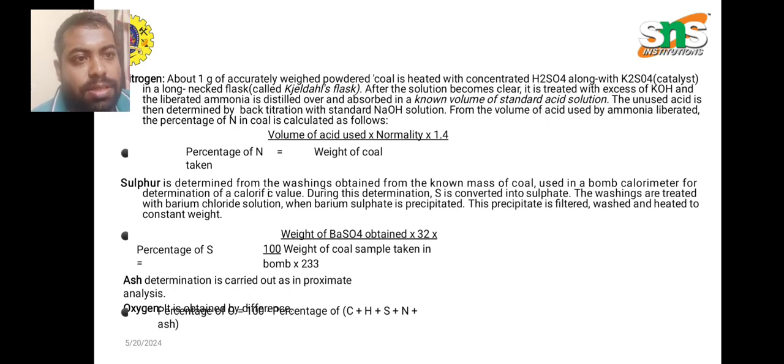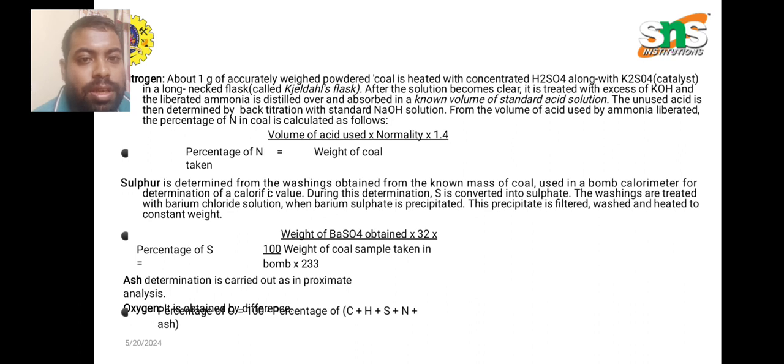From the volume of acid used by ammonia liberated, the percentage of nitrogen in coal is calculated as follows, where the percentage of nitrogen is volume of acid used into normality into 1.4 by weight of coal. Sulfur is determined from the washings obtained from the known mass of coal using a bomb calorimeter for determination of calorific value. During this determination, sulfur is converted to sulfate.